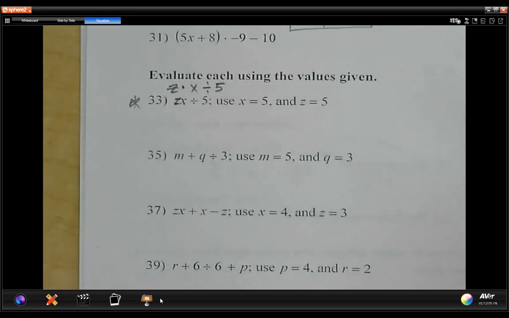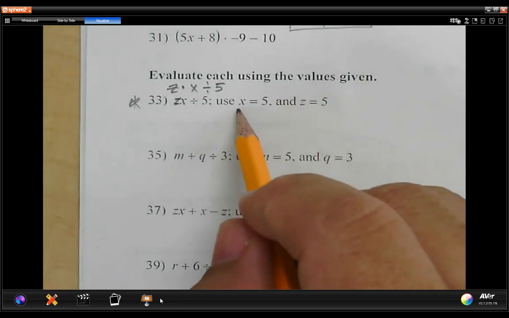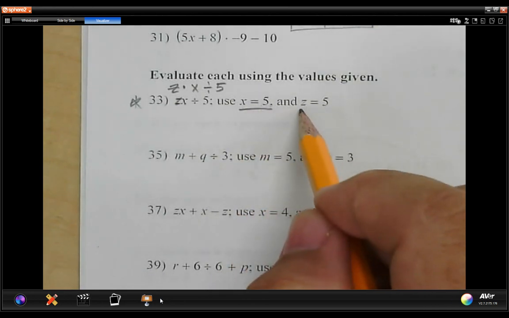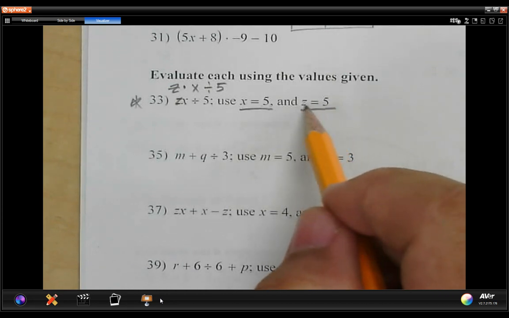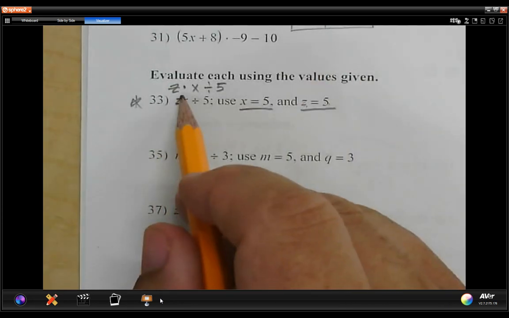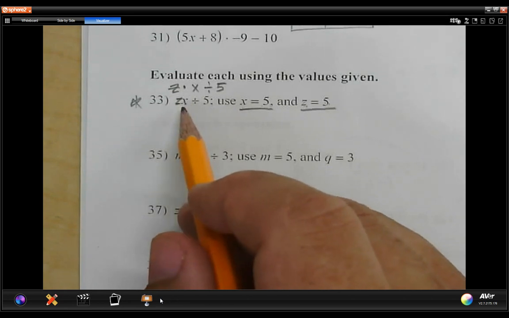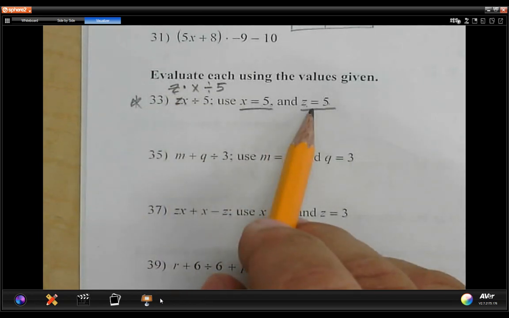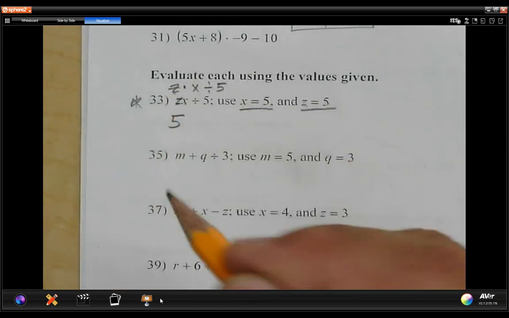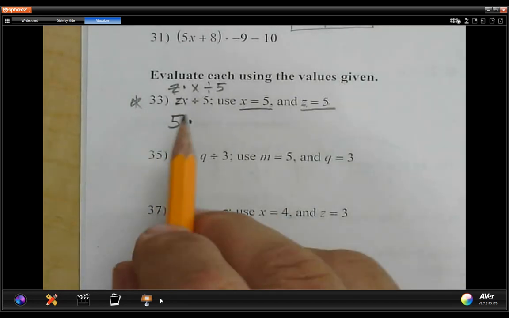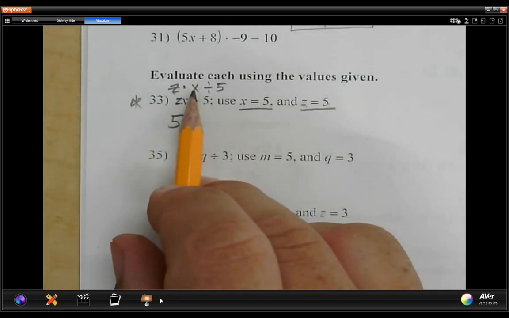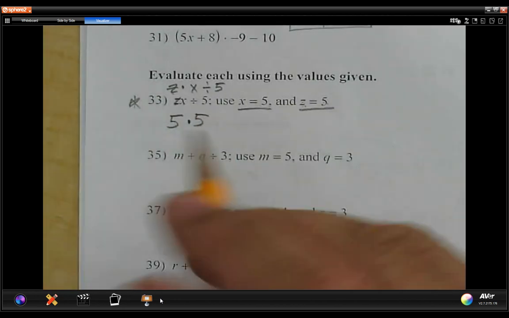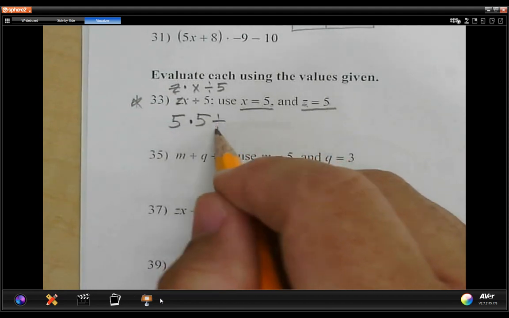And very simply, what this is telling me I need to do is everywhere I see an x, I need to put in a 5 because x equals 5. And everywhere there's a z, I should also put in a 5 because z equals 5. So we're just going to rewrite this problem again. This time we're going to put the numbers in. So here we have z. We know that z equals 5. So I'm going to start out with 5 times x, my next variable, and x equals 5. So I'm going to do 5. And then I know that the rest of my problem is divided by 5.